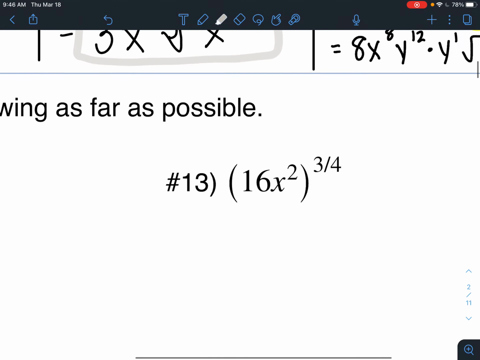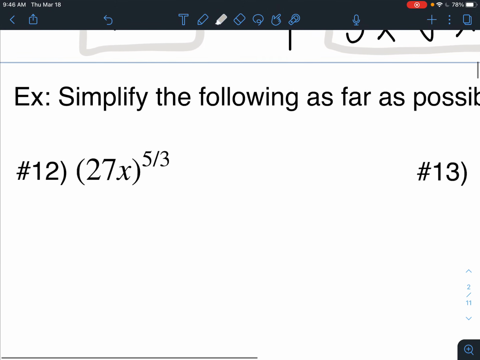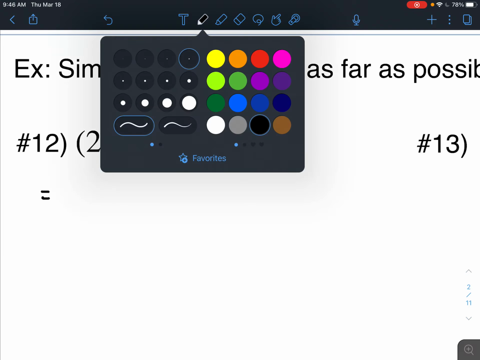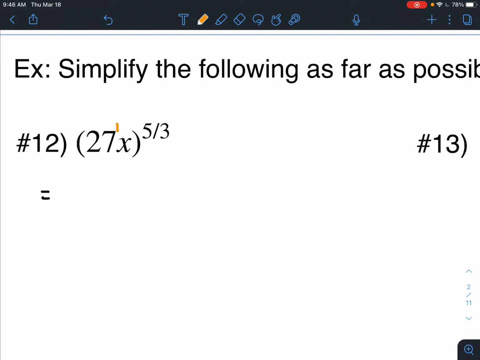Okay, let's do a couple more. So let's do some more with that top exponent. Okay, so let's do it this way. Let's do this one a little differently, just because maybe that'll make more sense to you. I'm going to put my exponents here.